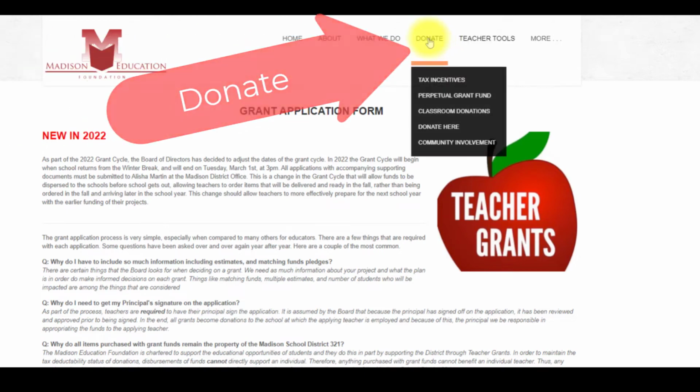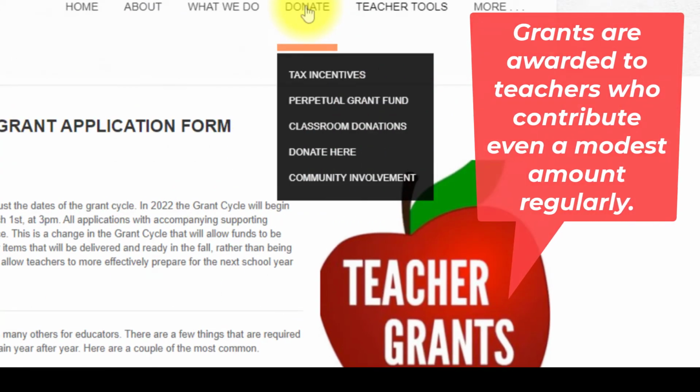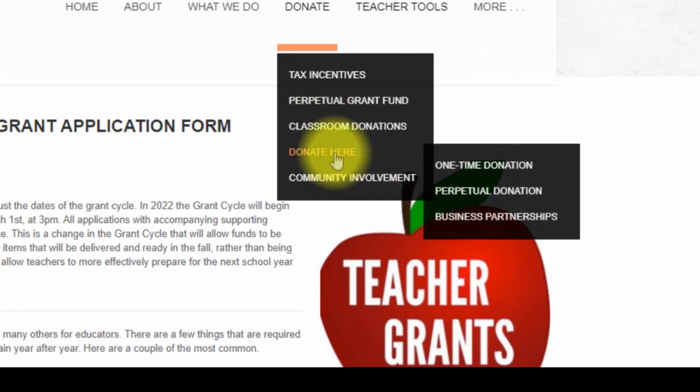You'll also be able to find out how you can donate. You can see the tax incentives for being an employee who donates to the foundation. The perpetual grant fund, that is when you put money into the perpetual fund, which is just there for the purpose of gathering interest, which is given out in the grants. How to get classroom donations made through the foundation right to your classroom. That is a great tax deduction incentive that parents can do. How you donate: one-time donation, perpetual donation, business partnerships.